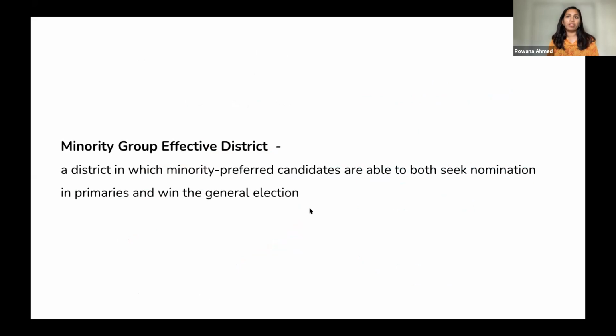So to decide whether a plan complies with the Voting Rights Act, analysts can consider whether the districts that are being created are effective for minority groups to achieve fair representation. Researchers at the MGGG Redistricting Lab have designed a method to quantify this by considering a district to be effective if it is one where a minority preferred candidate is able to both seek nomination during the primaries as well as win the general election.